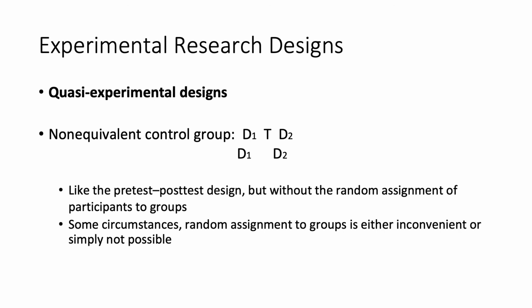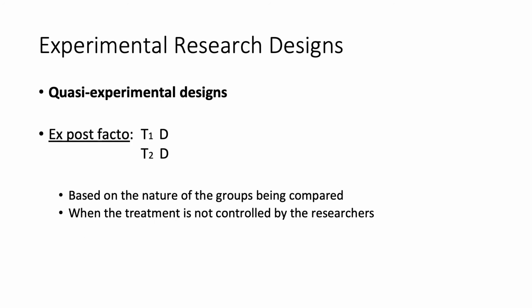Non-equivalent control group design is like the pre-test, post-test design, but without the random assignment of participants to groups. So the reason why some researchers may choose this type of design is that in some circumstances, random assignment to groups is either inconvenient or simply not possible. The last quasi-experimental design is the ex post facto design. This is based not on the experimental arrangement, but on the nature of the groups being compared. So when treatment is not controlled by the researchers, the design is ex post facto. So an example of this is in studies measuring one or more dependent variables to compare men and women, where the treatment is gender.